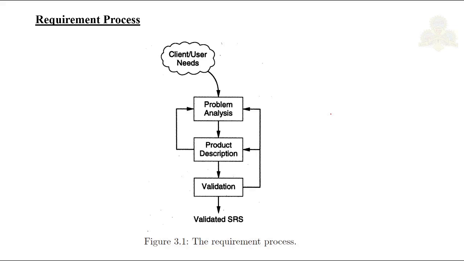Now, there are three tasks of this requirement process. First is problem analysis or the requirement analysis. Next is product description or requirement specification. And the last one is requirements validation or just validation.